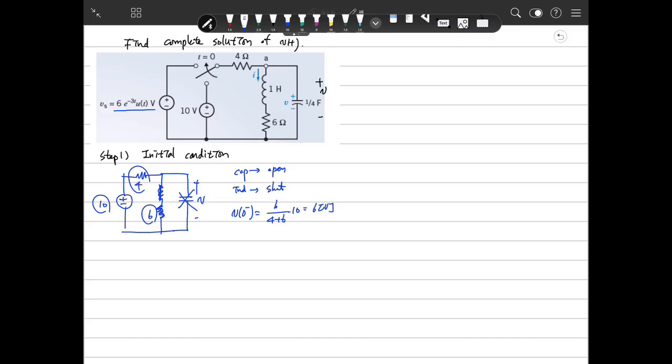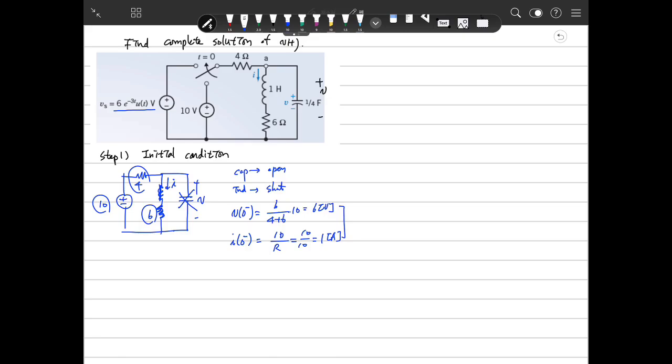Then in this case we have to know the current over here. This is I. So in this case I of 0 minus is V divided by R, which is 10 divided by 10, is 1. So we got the initial conditions over here.